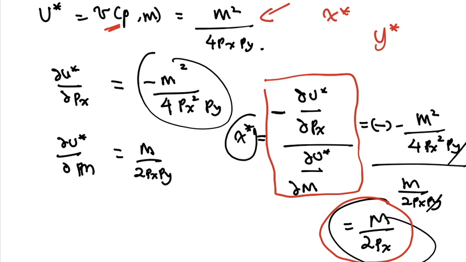So I hope this is clear for you. These are all about the properties of the indirect utility function, including Roy's identity. It should satisfy Roy's identity.